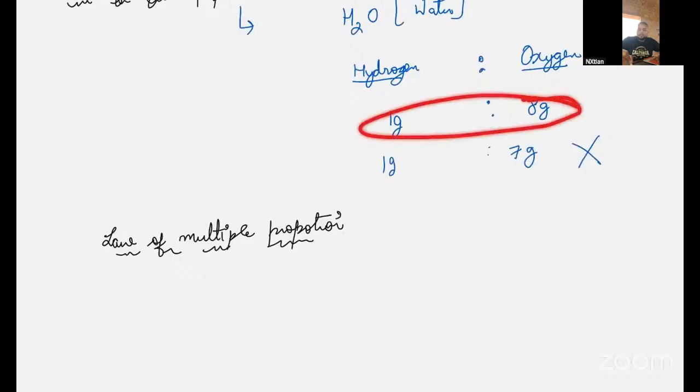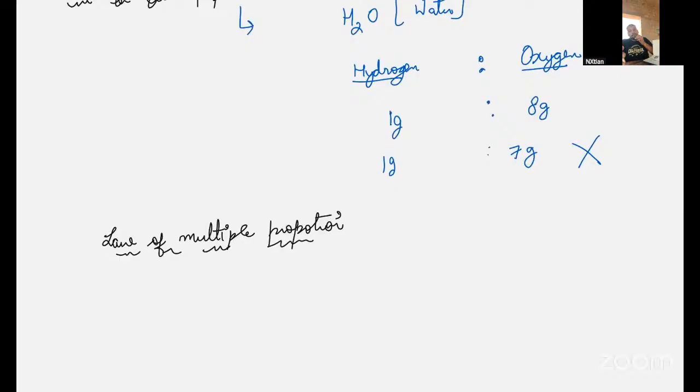See, because it's H2O, for oxygen the mass number is 16 and there's only one atom, so it'll be 16. And for hydrogen, the mass number is 1, but there are two atoms, so it becomes 1 into 2, which is 2. So 2 is to 16, which is 1 is to 8. So 2 gram of hydrogen reacts with 16 gram of oxygen. If you divide it, you will get the 1:8 ratio.